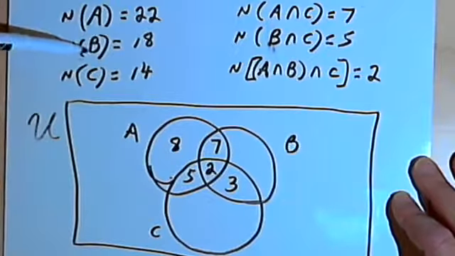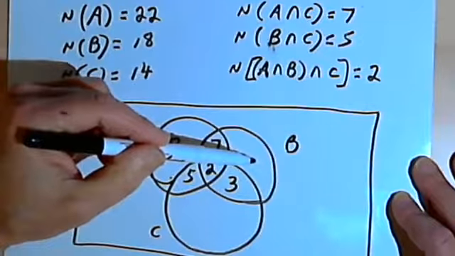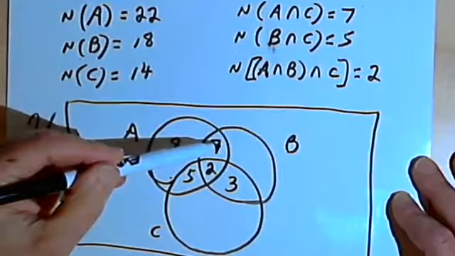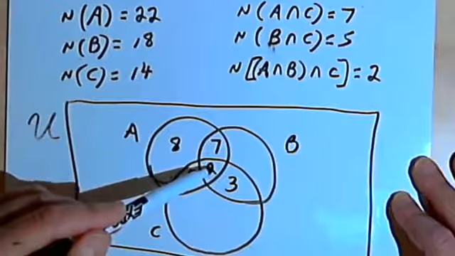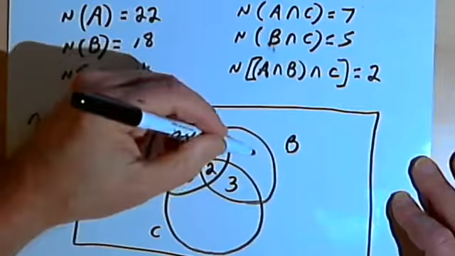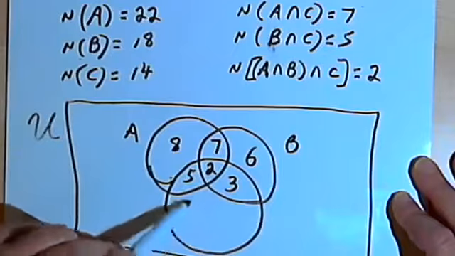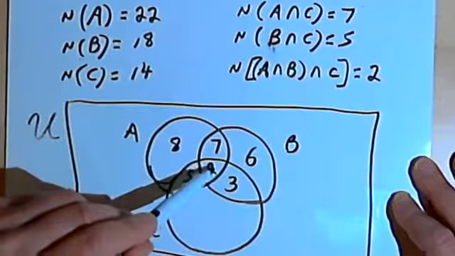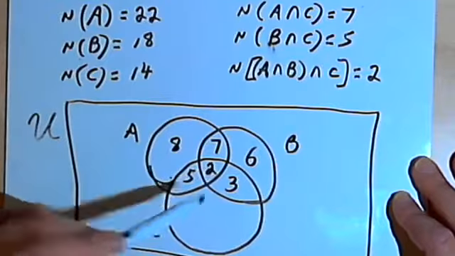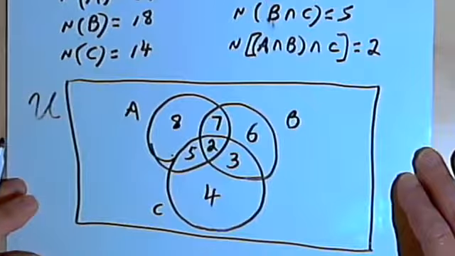Then I've got a total of 18 students who are taking biology. And I've already accounted for 7 and 3 is 10, and 2 is 12. So I've accounted for 12 of them. There's 18 altogether, so there's 6 left who are taking only biology. In the chemistry set, there are a total of 14 students. I've got 5 plus 2 plus 3 accounted for, that's 10. So that means there are 4 students left who are taking only chemistry.